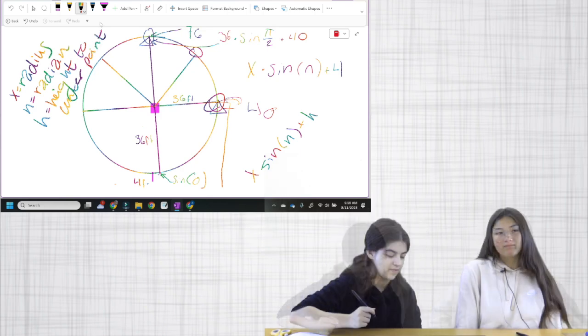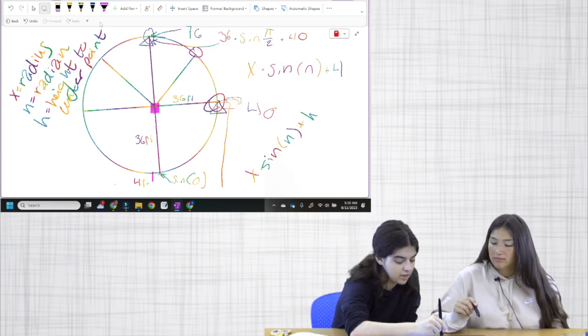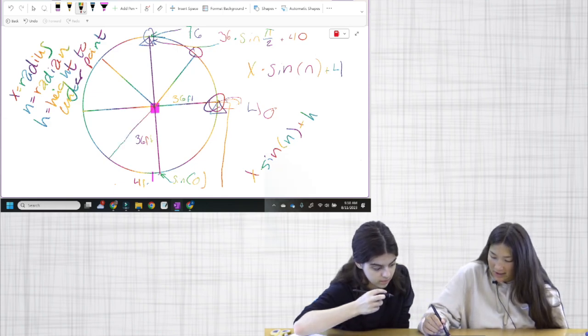Okay. Maybe find two more points on the Ferris wheel and figure out how high above the ground she is. Whoa, why did it do that? My pen's just better, I guess.